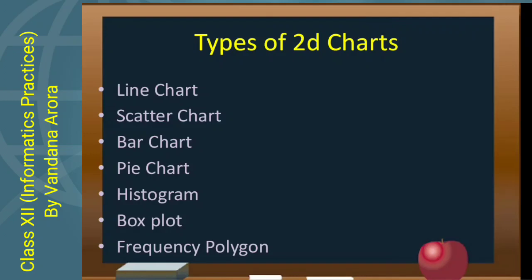But according to the new syllabus of CBSE has cut off pie chart, histogram, box plot and frequency polygon. According to the new syllabus of CBSE, we have to focus more on line chart, scatter chart and bar chart as well as on histogram. Others we will study just for introduction.